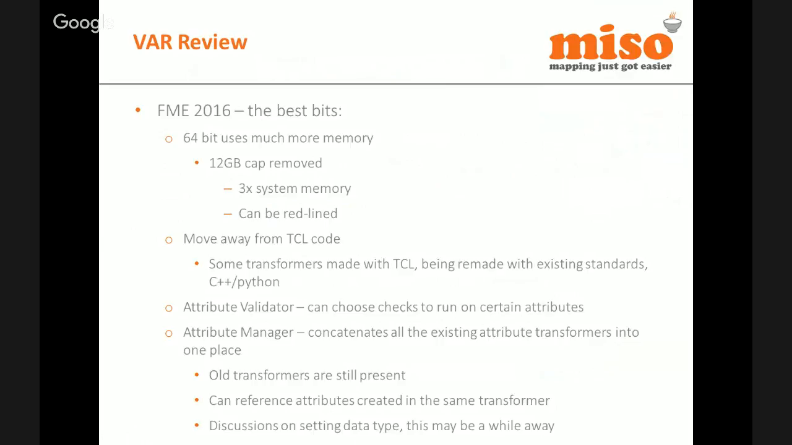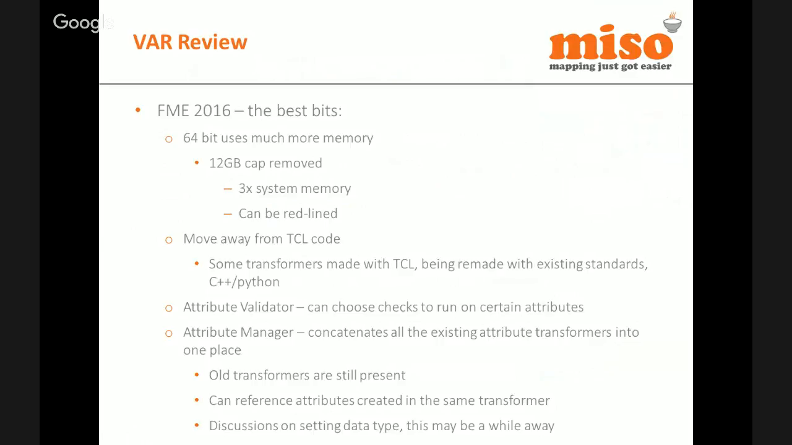There's a move away from TCL code. A lot of transformers were being made or being processed in TCL, but they're being remade into C++ or Python libraries. So the majority of transformers are already in one of those two formats, but they're moving the last few over to be more clear or just be faster, as there are some libraries in C++ and Python that are specially optimized for speed in terms of mathematics or analytics. So they're moving more in that direction.